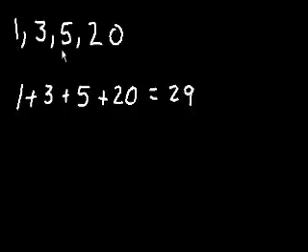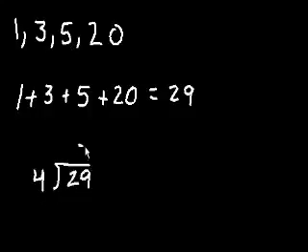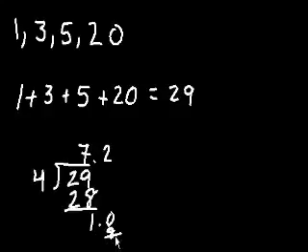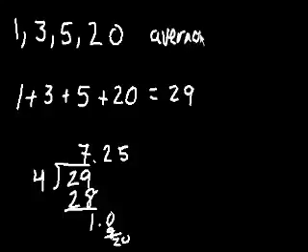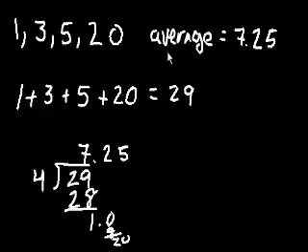And we had four numbers, 1, 2, 3, 4. So 4 goes into 29, and it goes 7 times, with 28, and then we have 1 left over. Well, I didn't have to do that decimal there, but 4 goes into 29 7.25 times. So the average of these four numbers is equal to 7.25. And that might make sense to you because 7.25 is someplace in between these numbers.